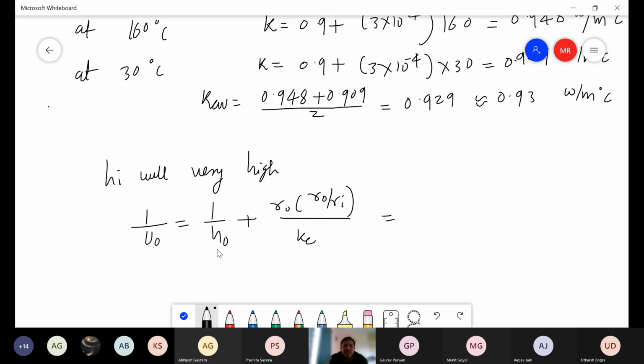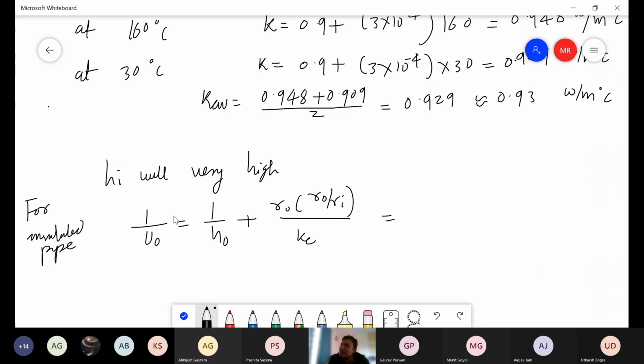Now what is this H naught? This H naught is the heat transfer coefficient when we are having the insulation, isn't it? Whenever we are having the insulated pipe, this is for the insulated pipe. And what will be the equation for the bare pipe? Can anybody say? What will be the expression for a bare pipe?